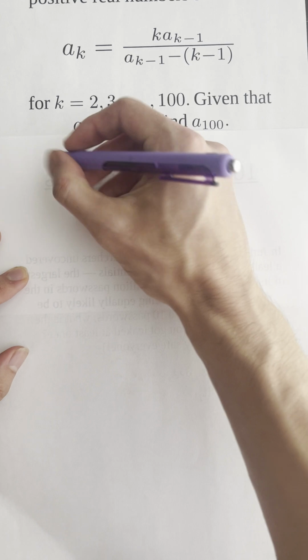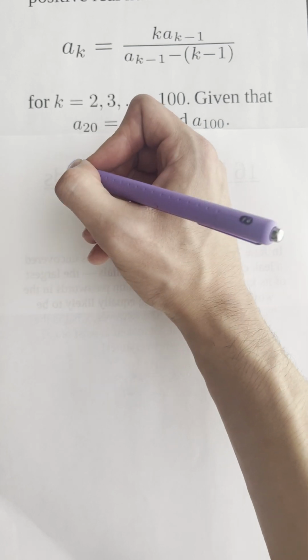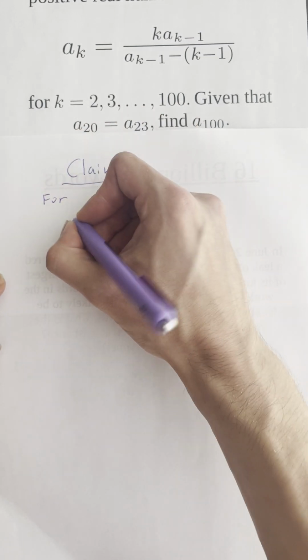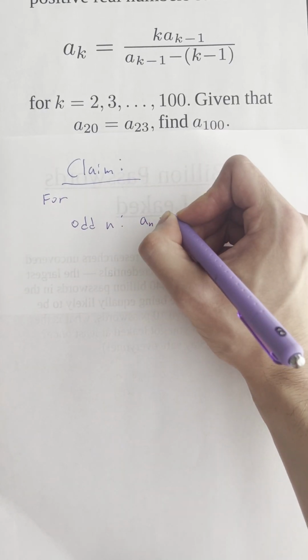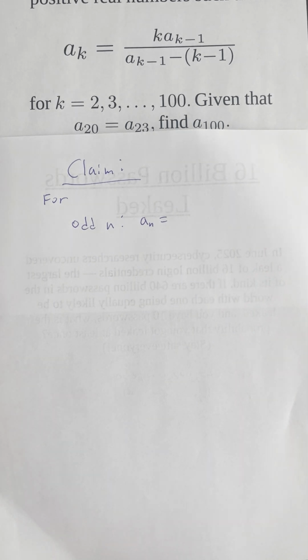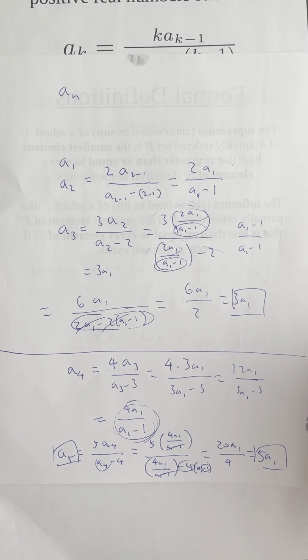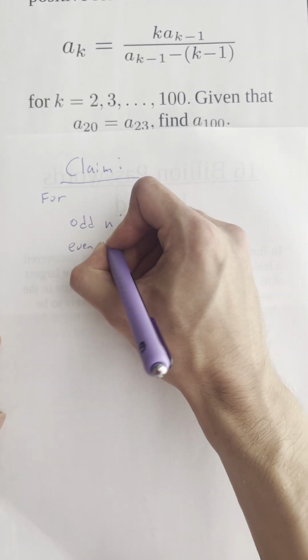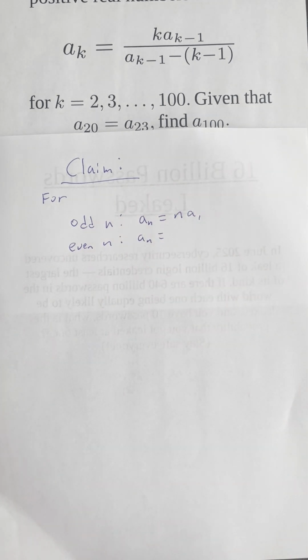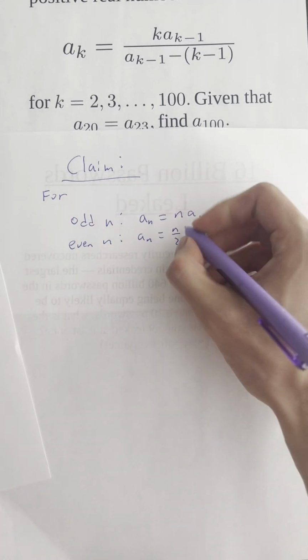Okay, so basically, we can make a claim. So claim, for odd n, an is equal to, what did we have earlier? Okay, so this was our sheet earlier. It's gonna be n times a1. And for even n, an is gonna be equal to what? N over 2 times a2.